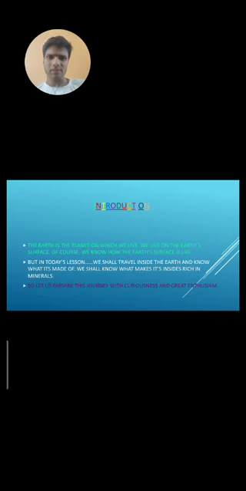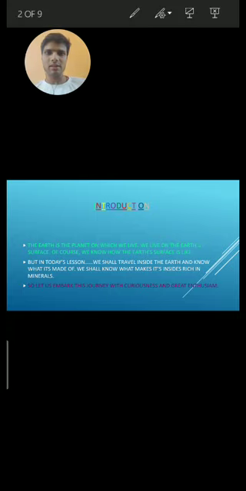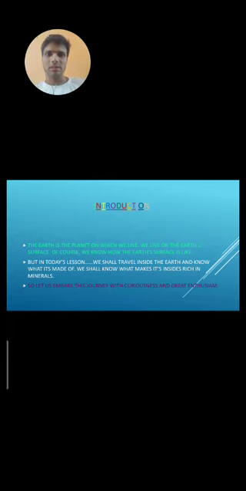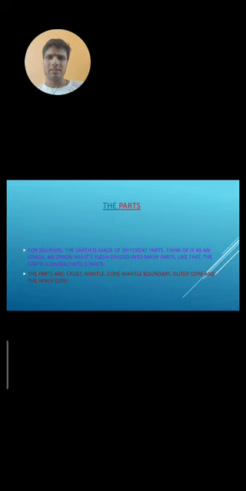If we start our lesson, the earth has basically three layers: crust, mantle, and core. The first layer is crust, the second layer is mantle, and the third layer is core. The first layer, crust, is basically the land surface, the topmost layer of the earth surface.